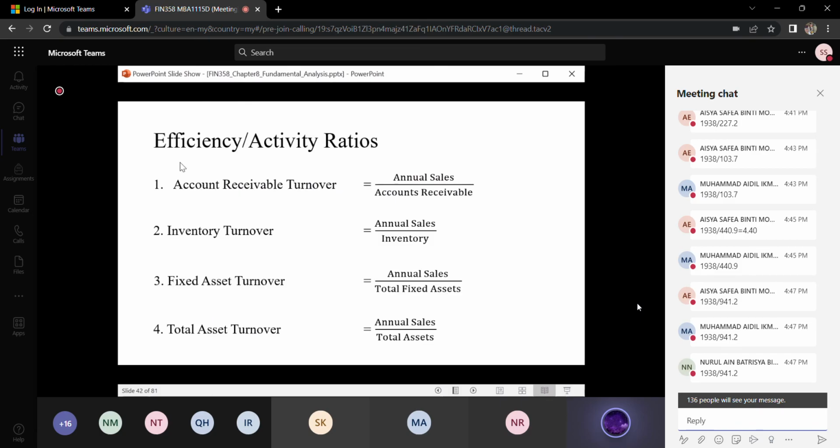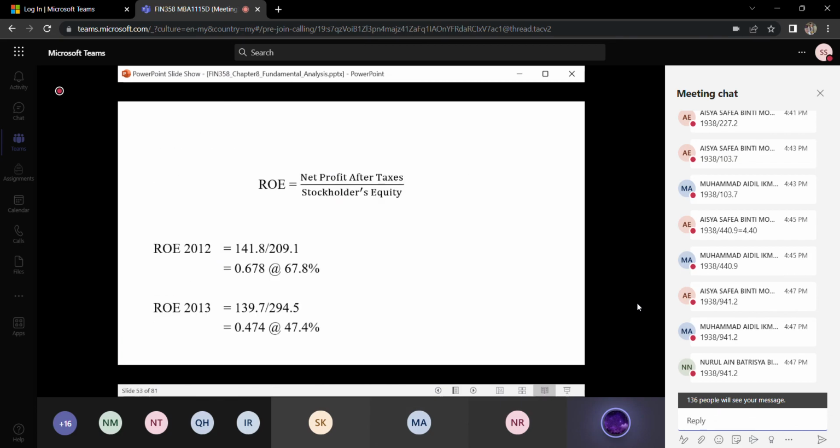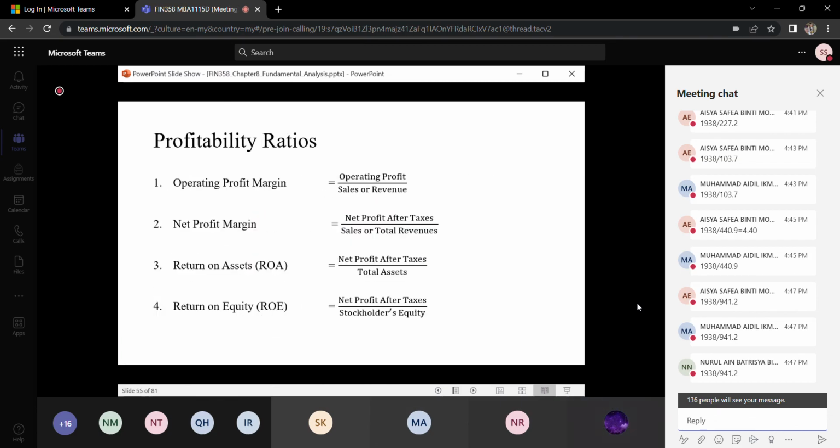Alright, so we are done with the efficiency or activity ratios. These are 4: account receivable turnover, inventory turnover, fixed asset turnover and total asset turnover. Adding the earlier 3 liquidity ratios, now we have 7 ratios. Right, so profitability. Profitability has 4. Alright, I think I cannot finish the profitability ratios, so I will stop here for today.